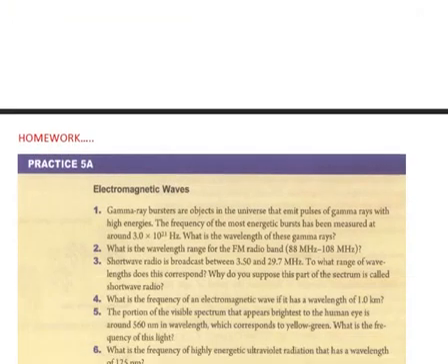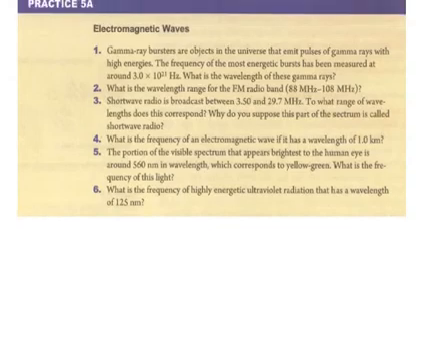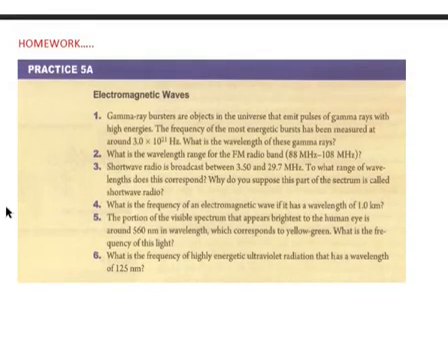Now let's get to practice 5a. This is your homework. The practice says a gamma ray burst is an object in the universe that emits pulses of gamma rays with high energies. The frequency of the most energetic bursts has been measured at around 3 times 10 to the power 21 Hertz. So here f is given, 3 times 10 to the power 21 Hertz. What is the wavelength of gamma rays?